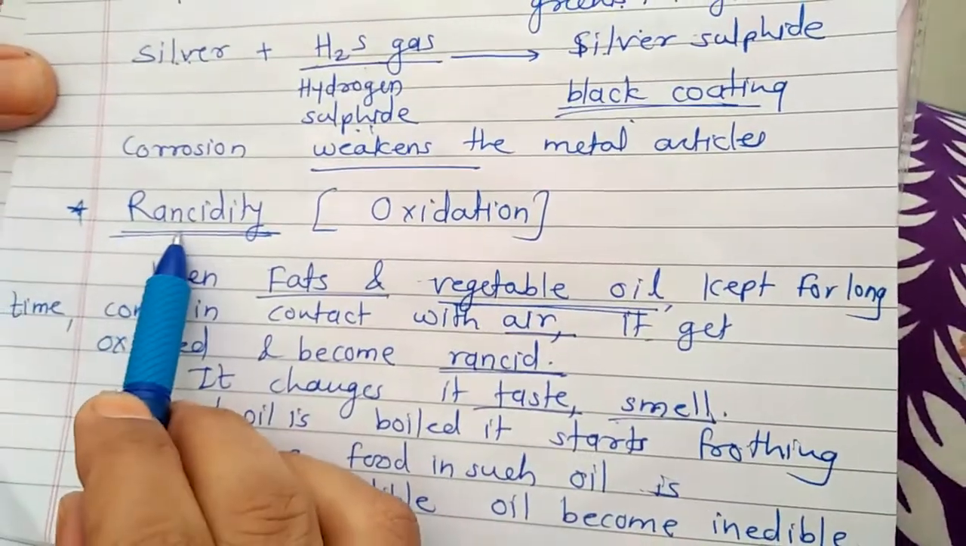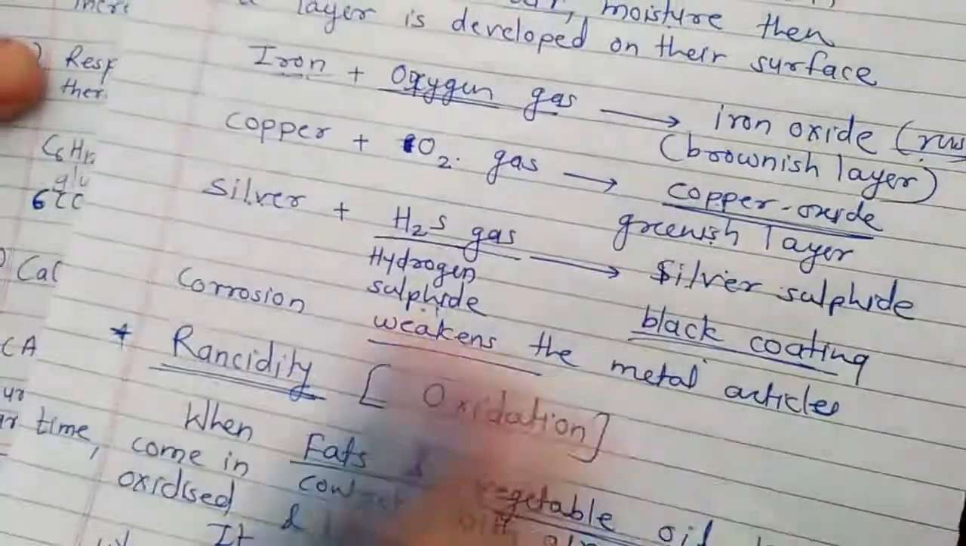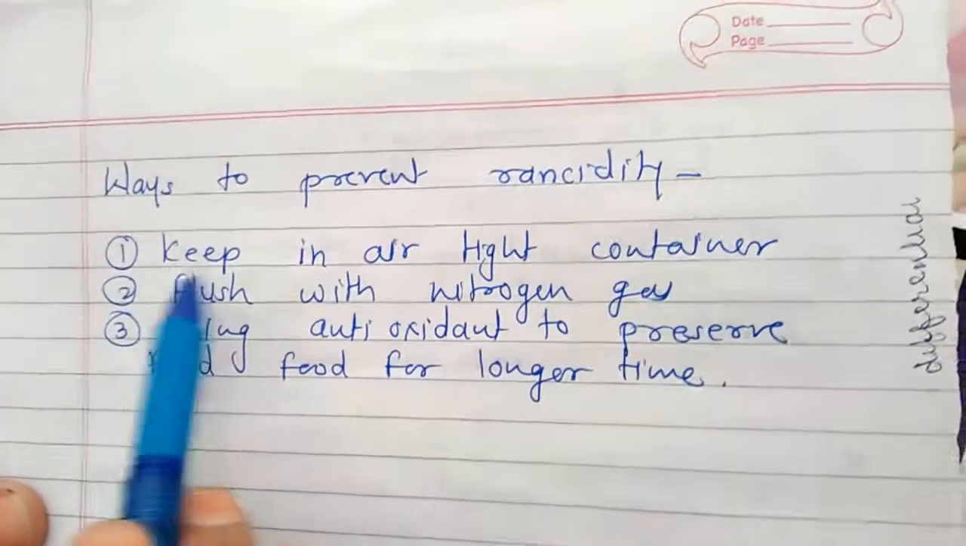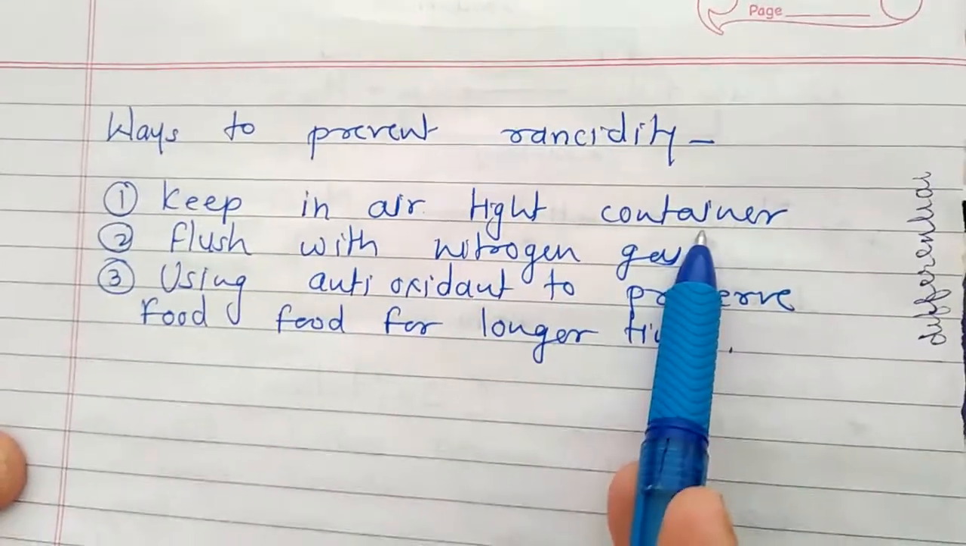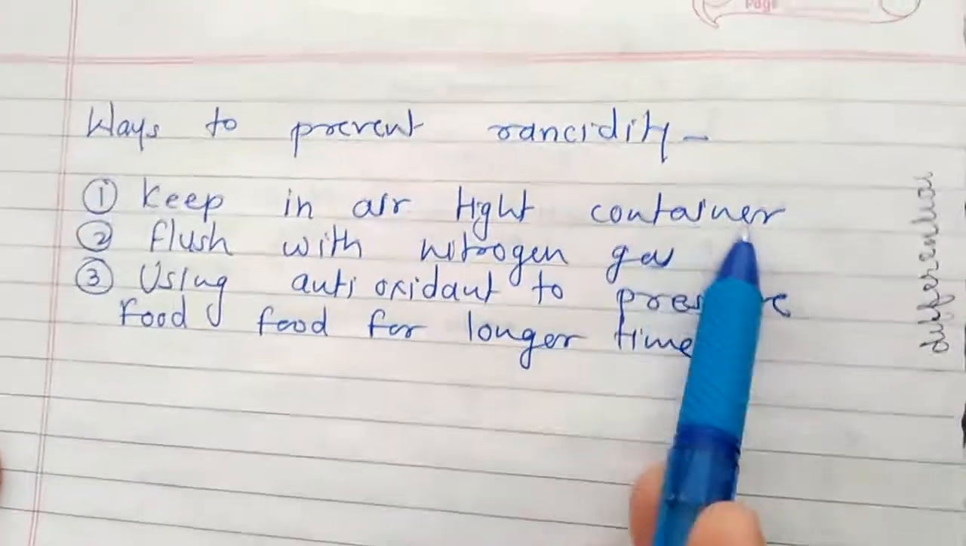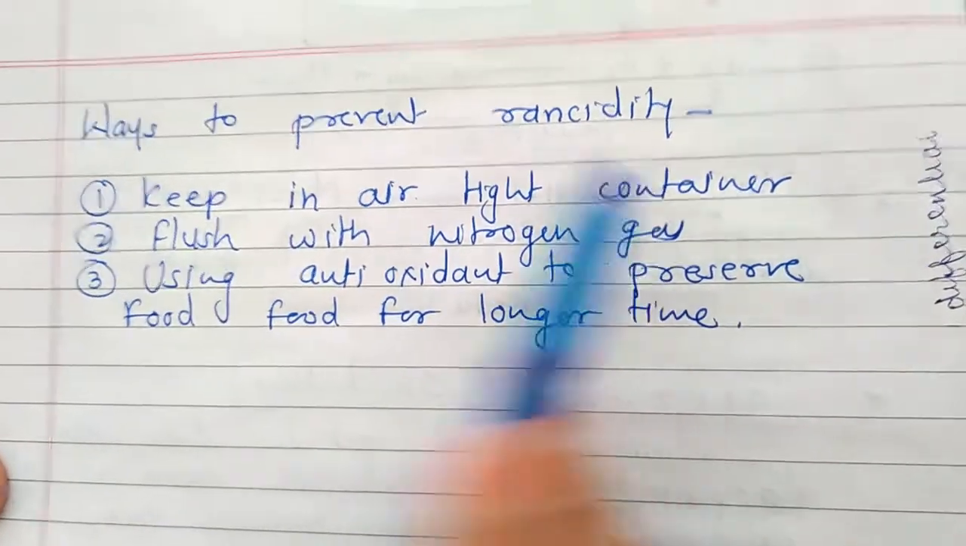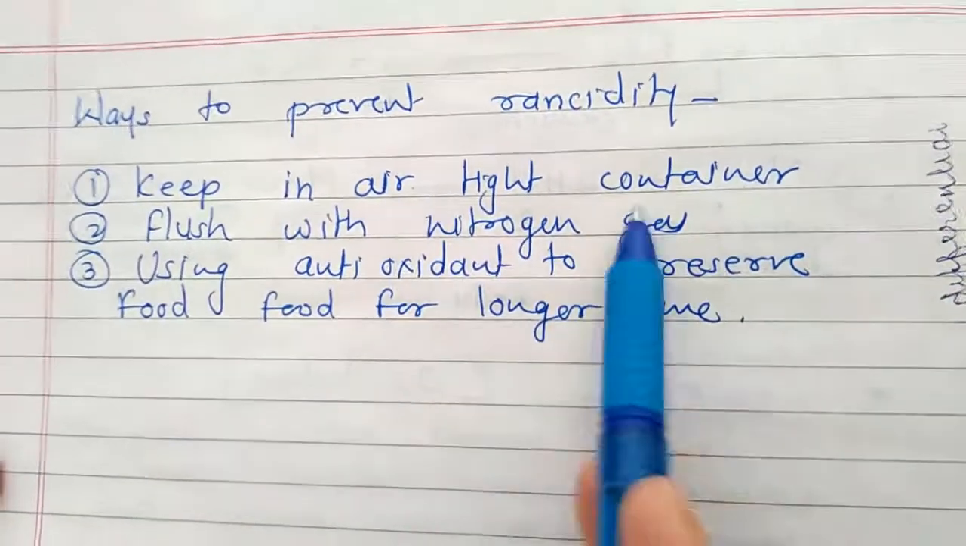So how can we prevent rancidity? There are different ways of preventing rancidity. One is keeping food in an airtight container. When we keep foodstuff in an airtight container, air is not allowed to enter the container and the food can be preserved, but not forever, only for some time.